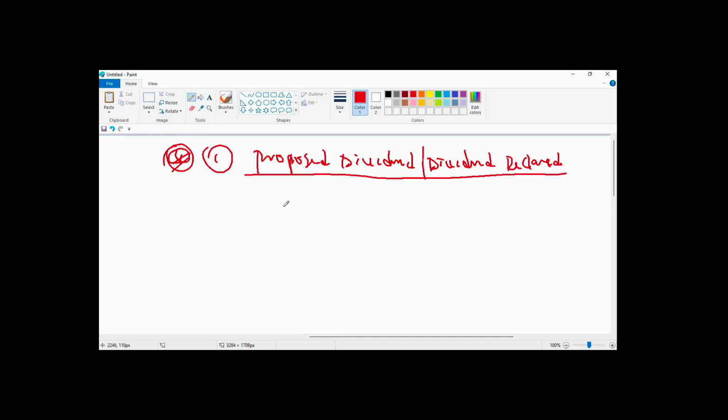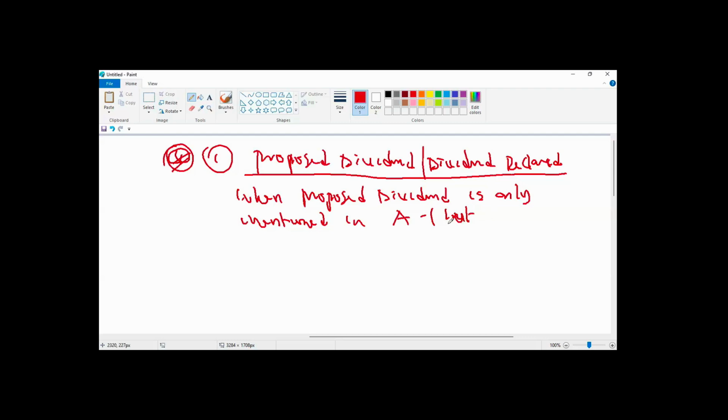One, when the proposed dividend is only mentioned in additional information, AI, not artificial intelligence, additional information, but no provision is made in the financial statements, FS. My brothers and sisters, ignore.